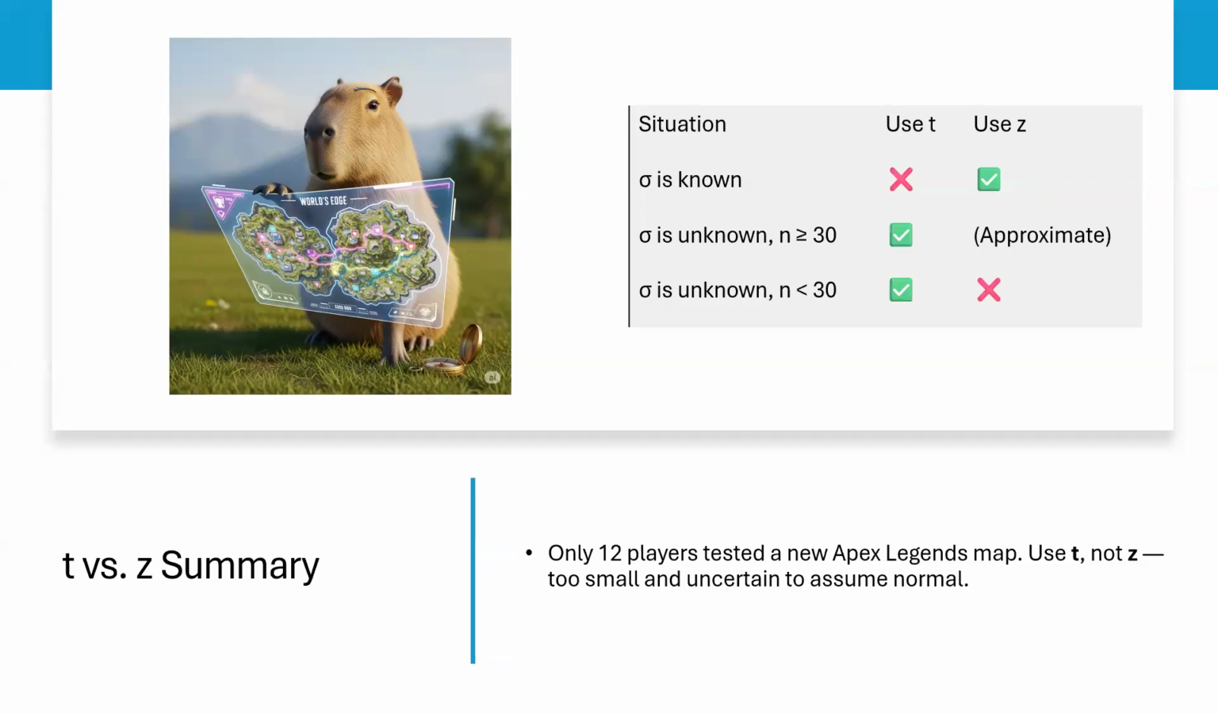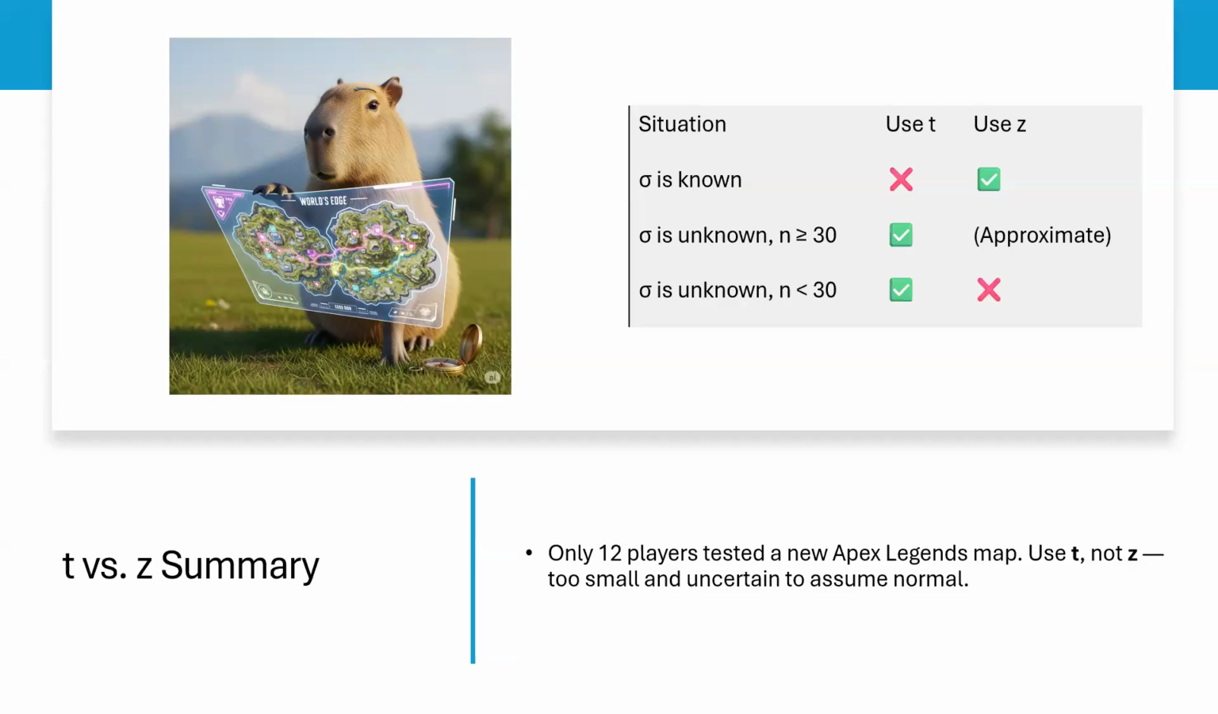Think of Z versus T like comparing a Marvel script draft to the final film. The draft, Z, is idealized and perfect. Everything is known, clean, structured. The t-distribution is more like the real film. Still awesome, but with real-world messiness accounted for.